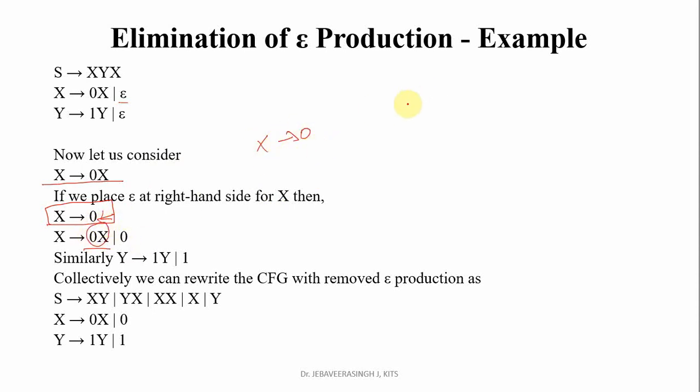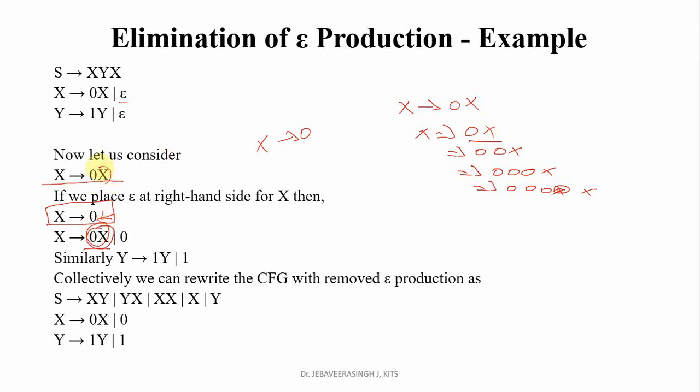Why? Because this production can generate more number of zeros also, right? 0x has the ability to generate more number of zeros followed by a single x. So we cannot stop that production from being there in the grammar. All that we are trying to do is to eliminate epsilon production without changing the meaning of the grammar, without sacrificing the language being generated by the grammar. So this production will be there.